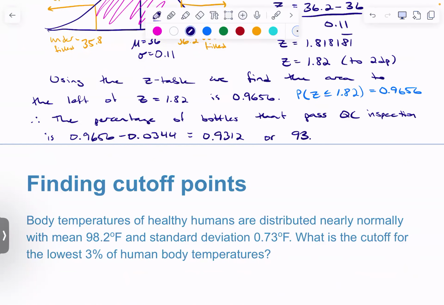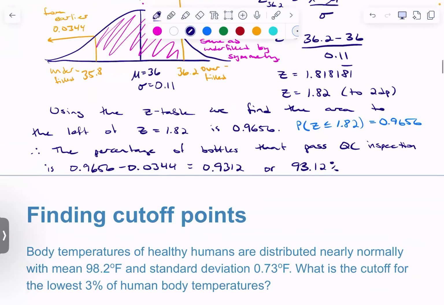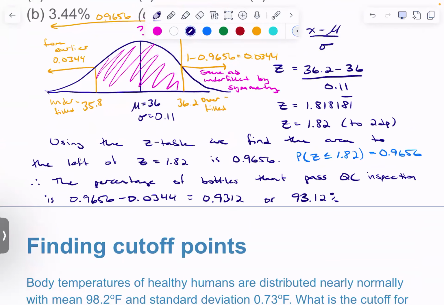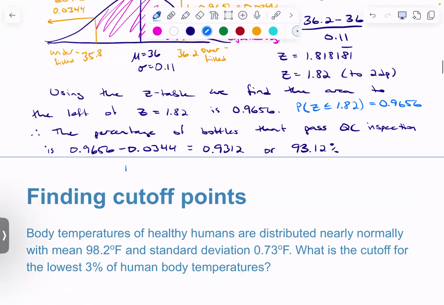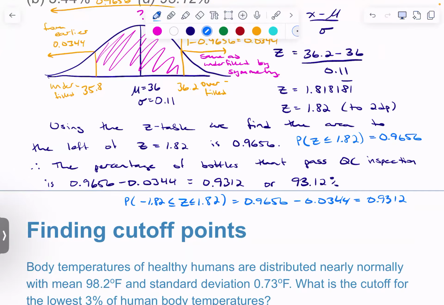Or 93.12%. In shorthand, you could write this as the probability that Z is between negative 1.82 and 1.82 is 0.9656 minus 0.0344, which is 0.9312.